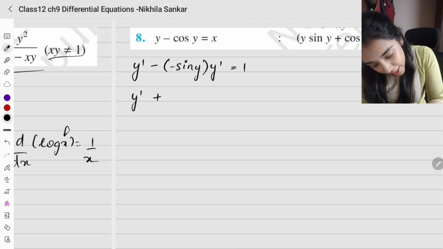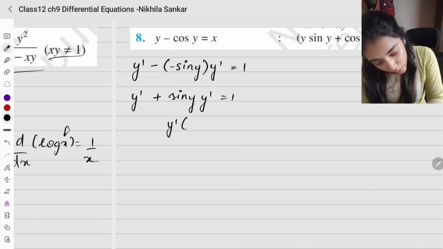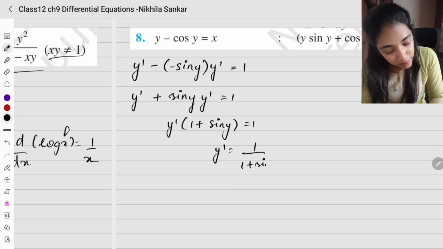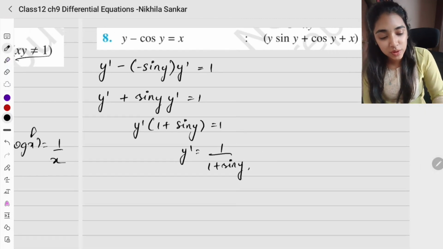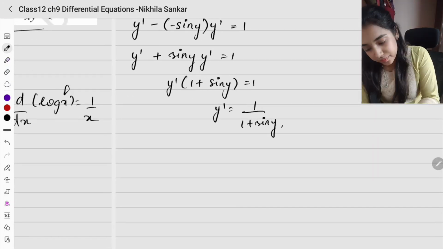Now what do I have? y dash plus sin y times y dash equals 1. When I club the y dash terms, I'll have y dash times (1 plus sin y) equals 1. So for y dash I'll have 1 divided by (1 plus sin y). Correct? I'm going to substitute this in the expression that is asked, substituting for y dash.